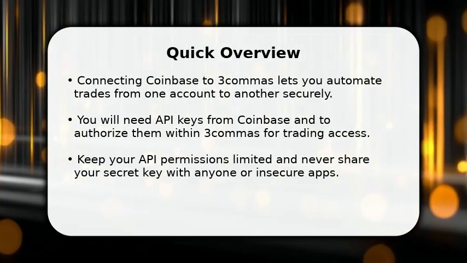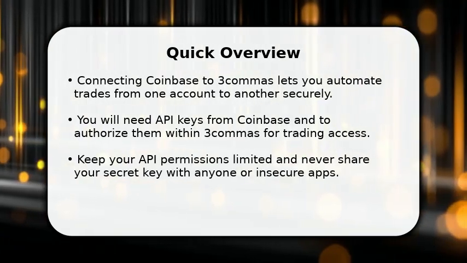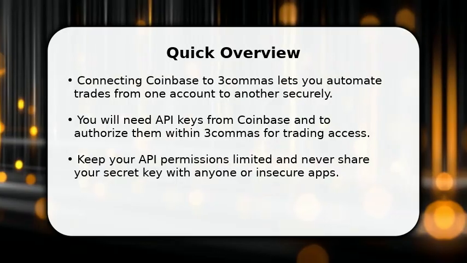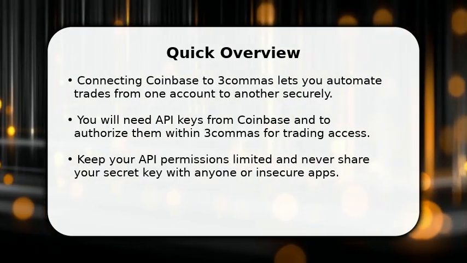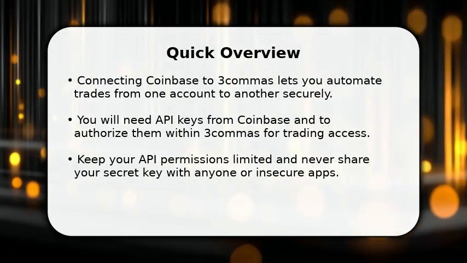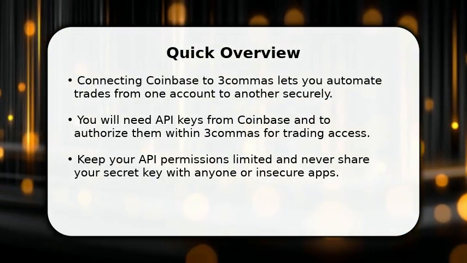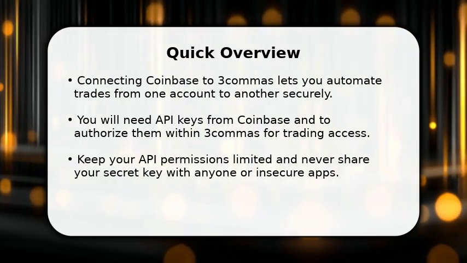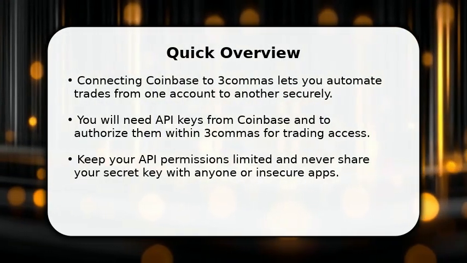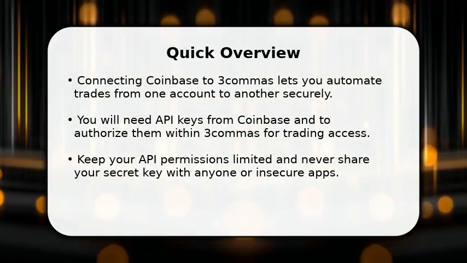In this video, I will show how to connect Coinbase to 3Commas, easy method. Open Coinbase and 3Commas in separate tabs, then navigate to Coinbase API settings to create a new key. Enable trading and read-only options as needed. Copy the API key and secret, then paste them into 3Commas API Manager. Confirm permissions, save, and test a small trade to ensure automated orders execute as expected.